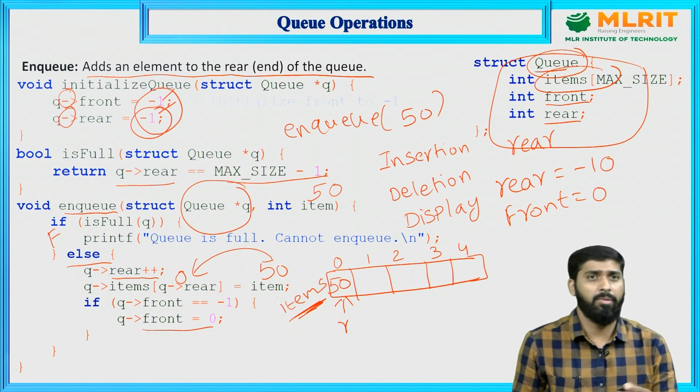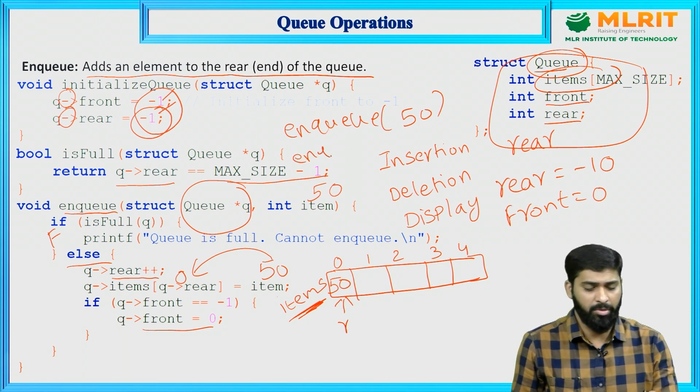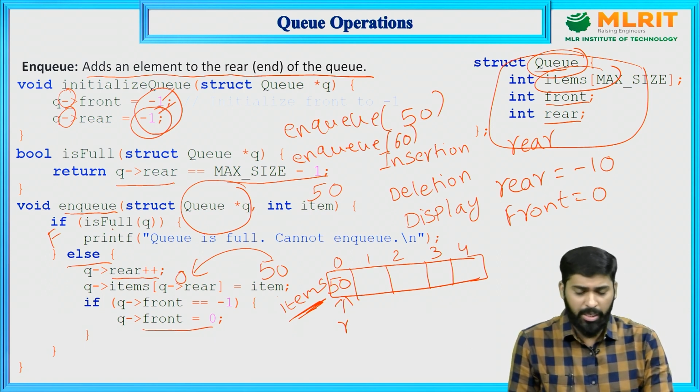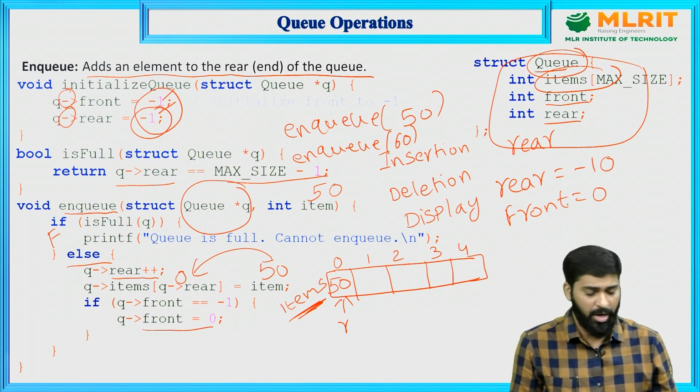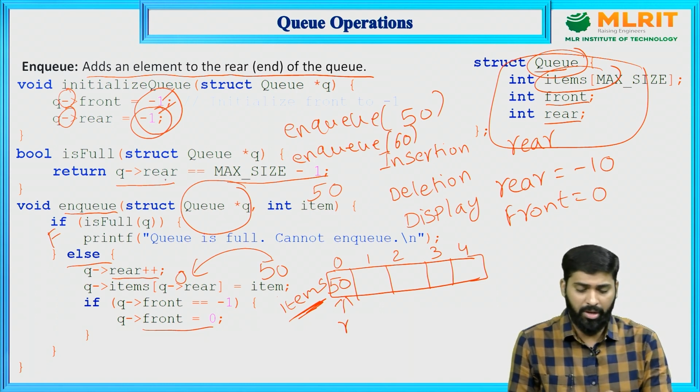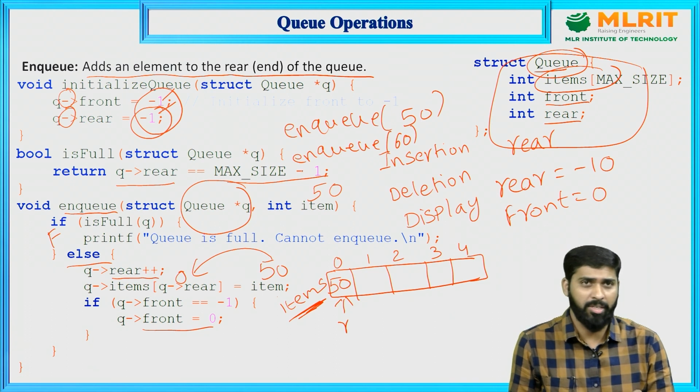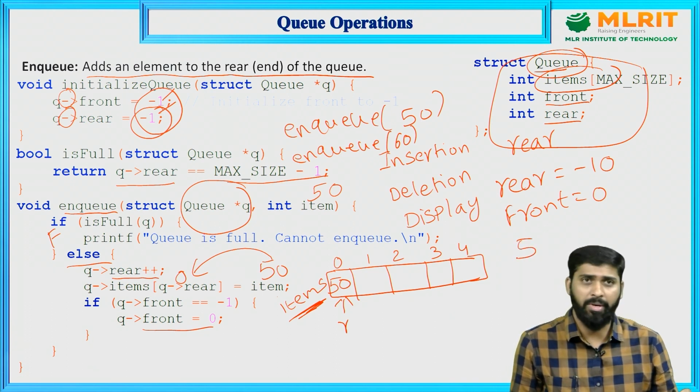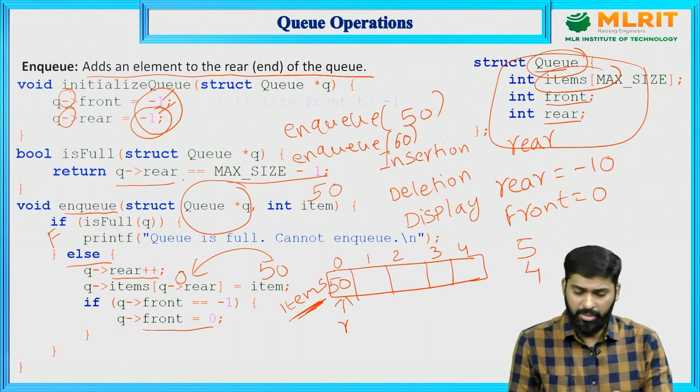The same algorithm you are going to apply. Pause the video and try to insert a new element, for example enqueue 60. Now again 60. Come to here. Is full? No, it is not full. Why? Because queue arrow rear equals max size minus 1, and max size here is 5, so 5 minus 1 is 4. Now what is the rear value? It is 0. 0 is less than 4, so the condition is false.